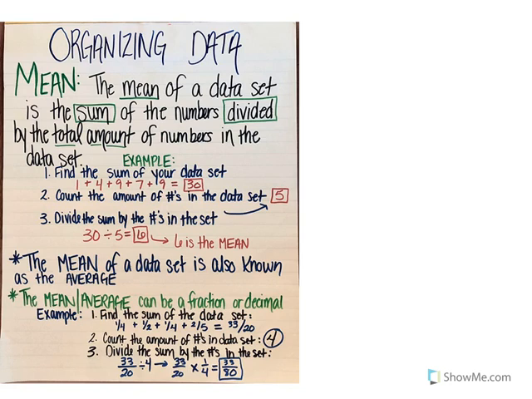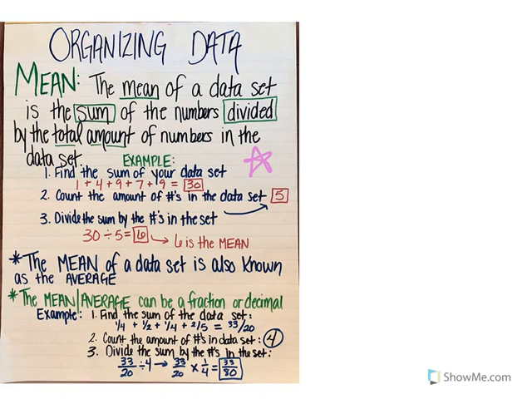So if we have a list of numbers or pieces of data in a data set, finding the mean is when we find the sum of the numbers in the data set and then divide by the total amount of numbers in the data set. As a refresher, there is an example here. So if you were to find the sum of a data set of 1 plus 4 plus 9 plus 7 plus 9, you get 30.